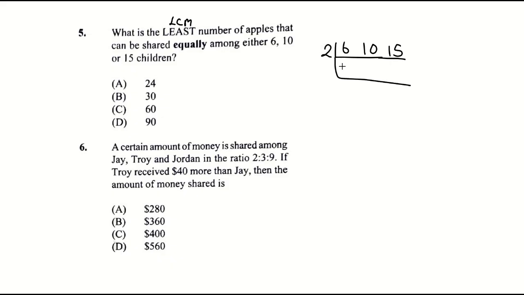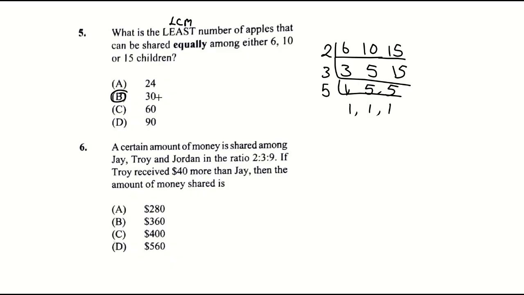2 into 6 is 3. 2 into 10 is 5. 2 into 15 cannot. Any number that you're using outside here is your prime number. Can 2 go into any of these numbers? No, so you use 3. 3 into 3 is 1. 3 into 5 cannot. 3 into 15 is 5. And you use 5, because 5 is the next prime number. 1, 1, 1. So 2 3s are 6, 6 5s are 30. So the LCM is 30.